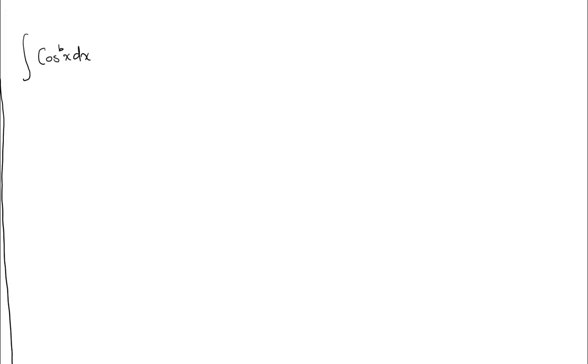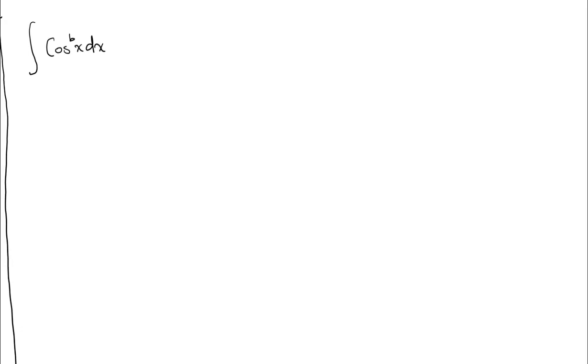Now we will derive the reduction formula for the integral of cosine to the power of b of x dx, and we're going to follow the exact same procedure that we did for the reduction formula for sine, only now we're going to do it for cosine. So we're going to realize that cosine to the power of b of x is equal to cosine to the power of b minus 1 of x times cosine of x.